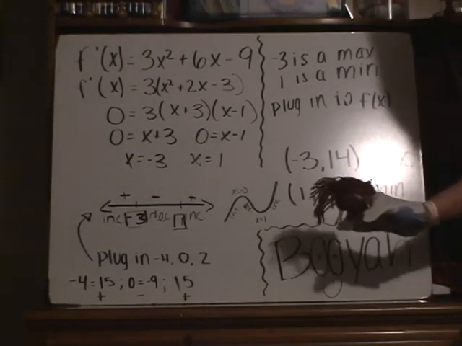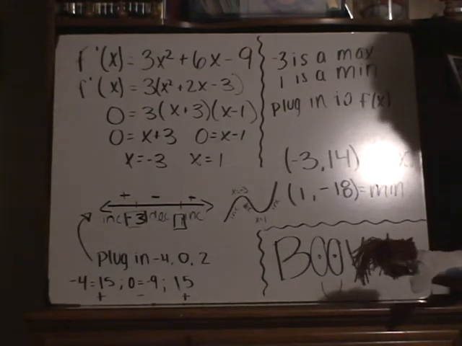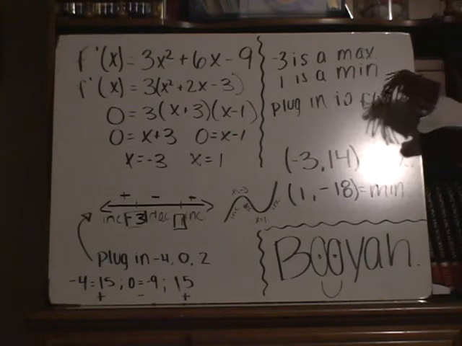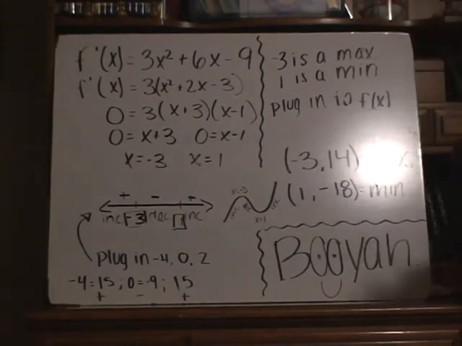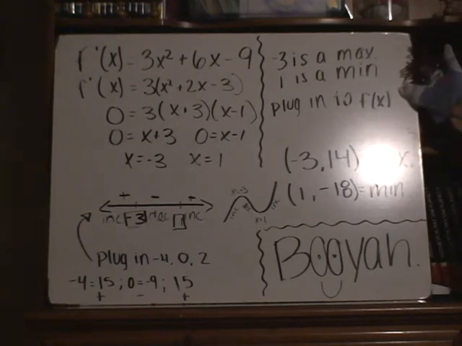From the drawing, you are able to see that at x equals -3, there's a maximum, and at x equals 1, there's a minimum. So then, you take -3 and 1 and plug it back into the original equation to see what the points are of the actual maximum and minimum.